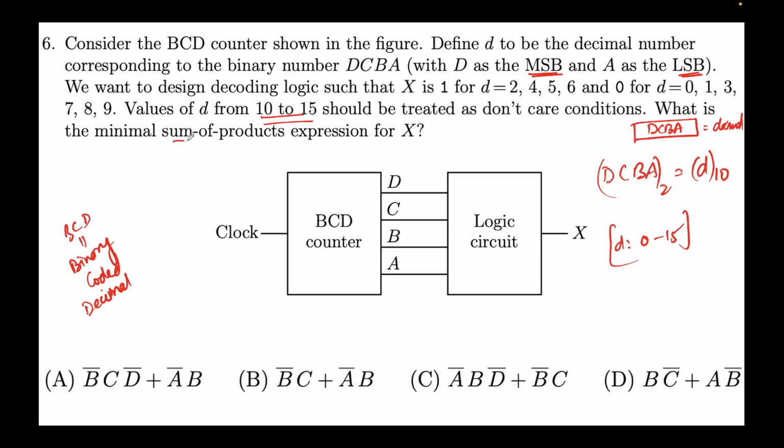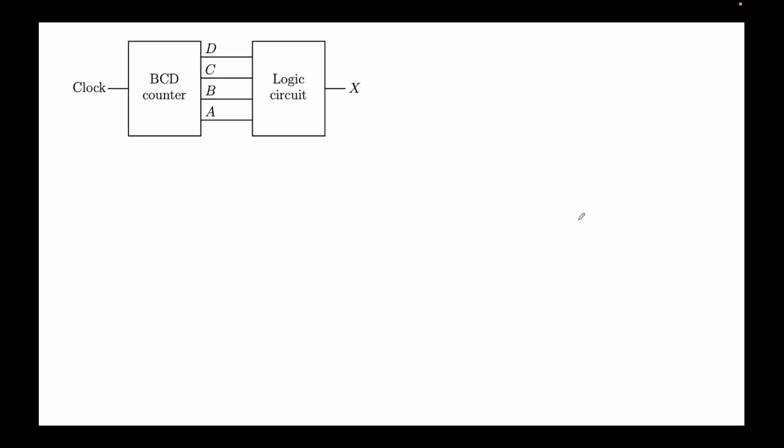In the last session we also saw the minimal sum of products, and we'll again use the same approach. In the last class we had used Karnaugh maps, and again we'll use the same thing. So just to explain the problem again, this counter is outputting a 4-bit binary number, D, C, B, and A. Corresponding to it, naturally there will be a decimal number. Based on these values of D, C, B, A, we want some output X, and we want to design this logic circuit so that we get such values of X.